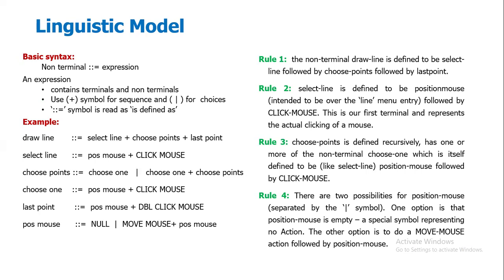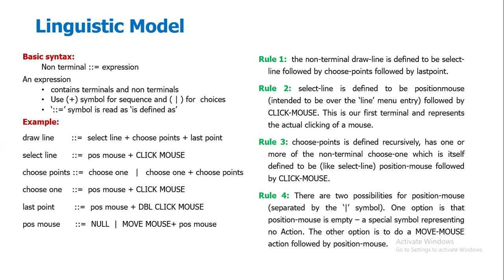There are four rules we have to follow. We'll see them one by one. The first rule: the non-terminal draw line is defined to be select line followed by choose points followed by a last point. Select line is defined to be position mouse followed by click mouse. This is our first terminal and represents the actual clicking of a mouse. Choose points is defined recursively as one or more of the non-terminal choose one, which is itself defined to be position mouse followed by click mouse.